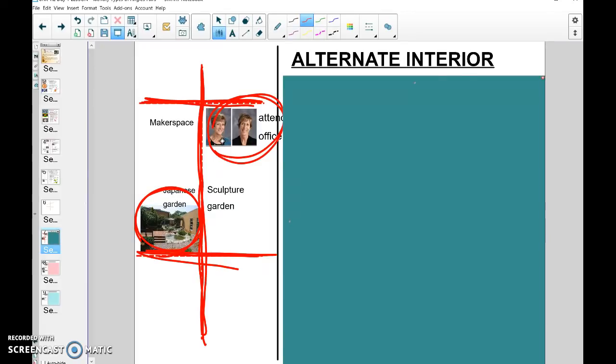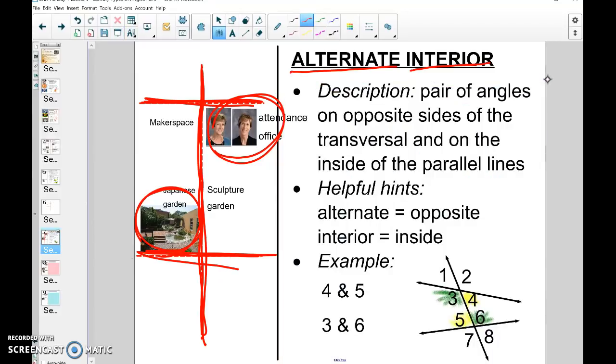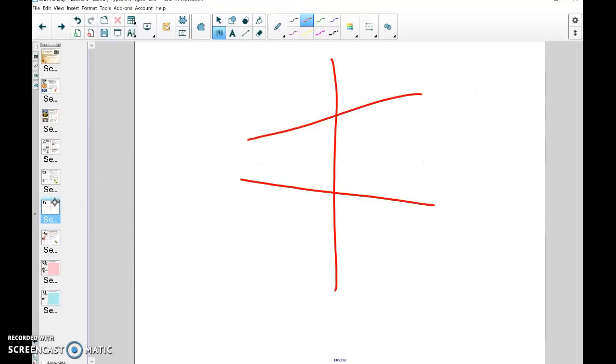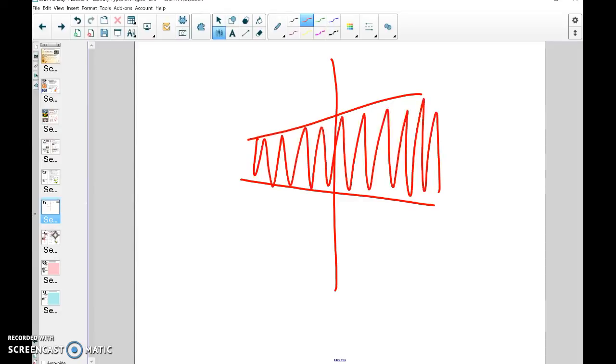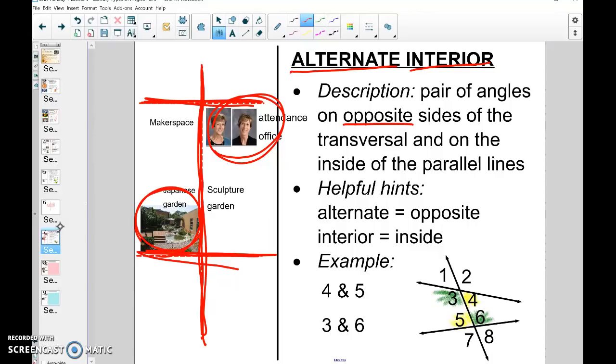What that means is they are on opposite or alternate sides of the hallway, and they're inside or in between the two parallel hallways. So that's what alternate interior angles are. They're angles on opposite sides of the transversal. Remember this picture we talked about? So they're in this space here. Okay, they're on opposite sides and they're inside the parallel lines.